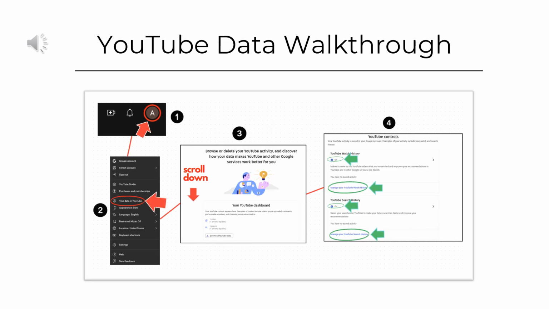Next up, we have the walkthrough for the second main method of accessing your privacy settings, which is through your data in YouTube. Starting off, we want to click our profile picture in the top right. Next, we'll click the Your Data in YouTube field located between Purchases and Memberships and Appearance. After that, we should be routed to a different screen which displays your YouTube dashboard. We want to scroll down a bit until we see the title YouTube Controls and options under it for watch and search history.